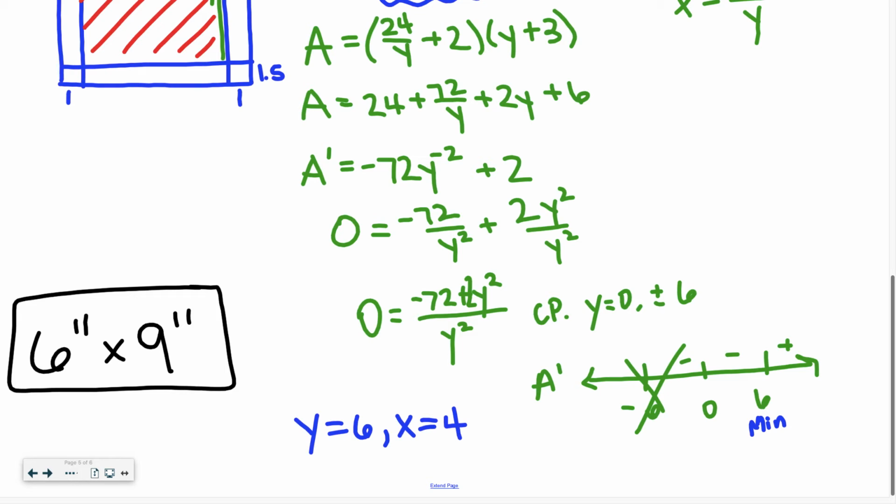Okay, questions about that one? Okay, really, we're not doing anything different than what we did when we did the first derivative test last unit. We're just actually applying it to something that has a meaning.